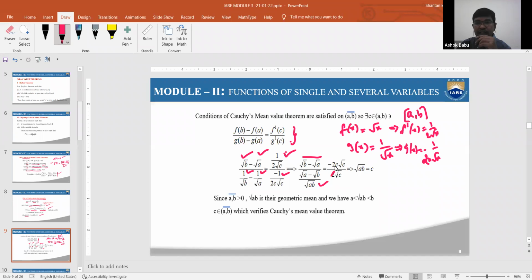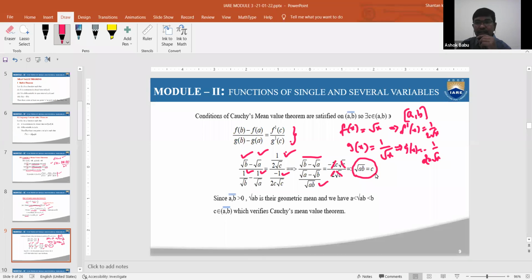Now again, the 2 cancels and root c also cancels. After that simplification, it is the same in this numerator and denominator. Take the negative part in the denominator: root b minus root a, both are cancelled, and the negative signs appear. The left side negative and right side negative both cancel. After further simplification, you obtain that c is equal to root ab.